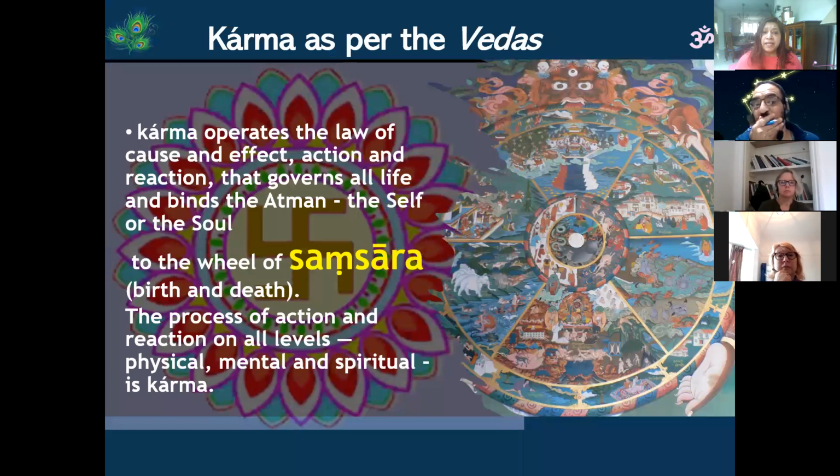So here the karma, as per the Vedas, operates the law of cause and effect. That is our action and reaction, it's like a cause and effect. They both go hand in hand. You can't have one without the other, and it governs our entire soul.